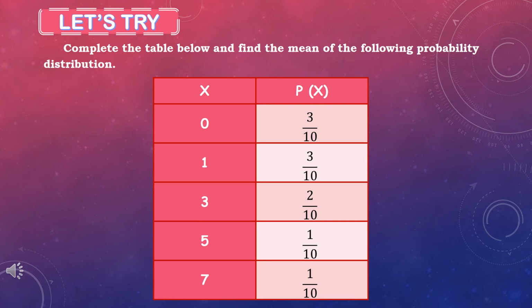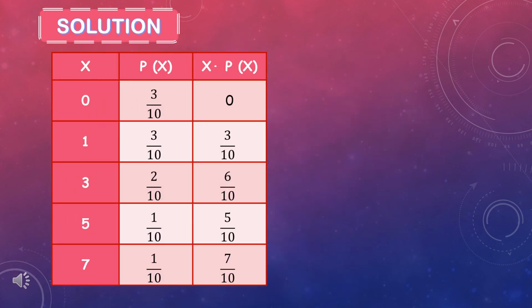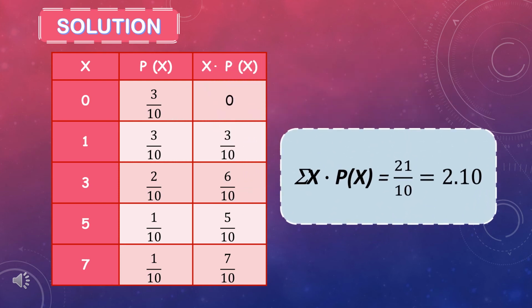Ayan, na-skip na natin si step 1 and step 2. Next, step 3 na tayo, which is to multiply the respective values. So now, na-multiply nyo na siya, si x times p of x. So, ito na yung answer natin.